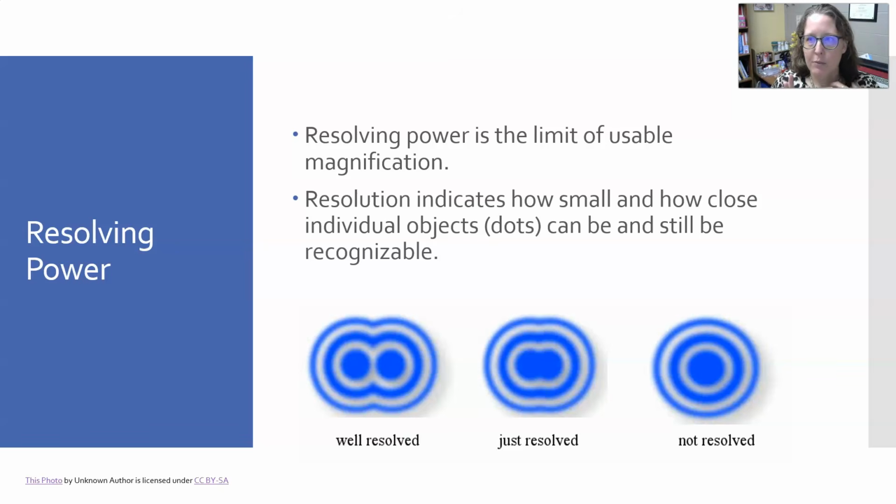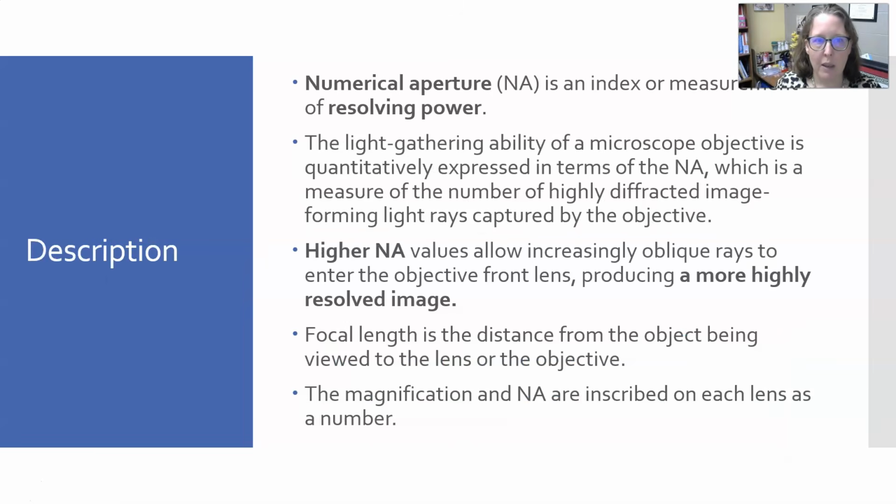We are used to maybe resolution when we talk about pixelation and high resolution or high definition TVs and computer screens and things like that and phones, and so it's the same idea. So something that is well resolved, you can tell the difference between two objects. Barely or just resolved, they're kind of blending together, but you can see that there's a distinction. Not resolved, it all blends together as one.